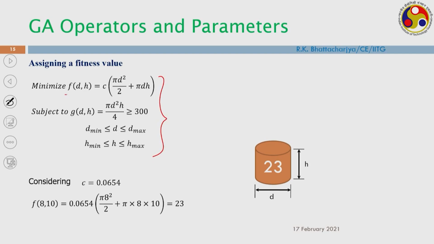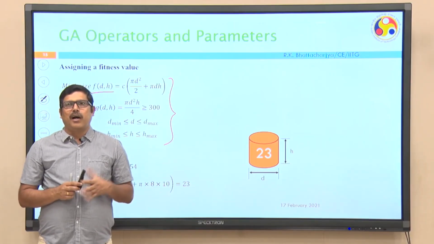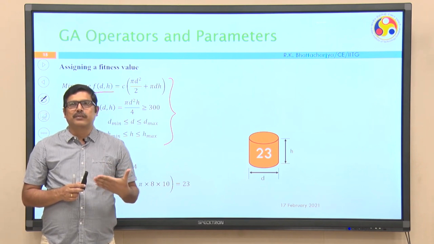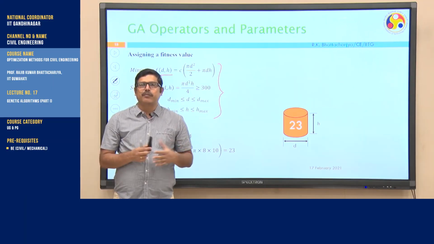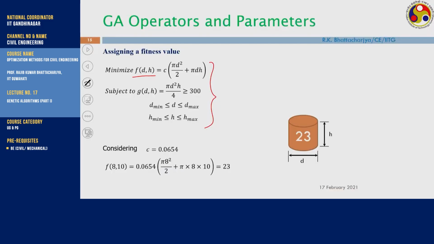This is the objective function: minimize f, which is a function of d and h. Here d is the diameter of the can and h is the height of the can. The objective of this problem is to find the dimensions of this can which will minimize the cost. Now, what is the cost here? The cost is the cost of the material.